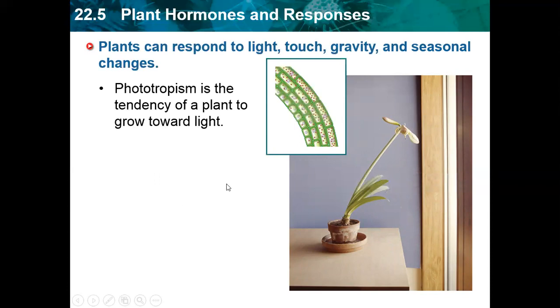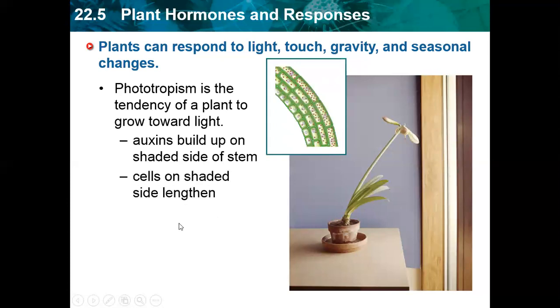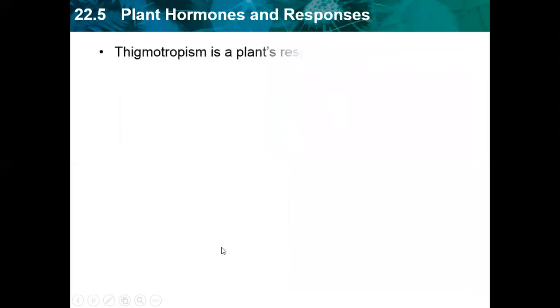is called phototropism. Also, auxins build up on the shaded side of the stem, and the cells on the shaded side lengthen, meaning they become longer than the other ones. Then they cause the stem to bend towards the light.